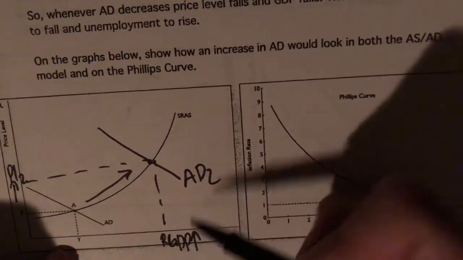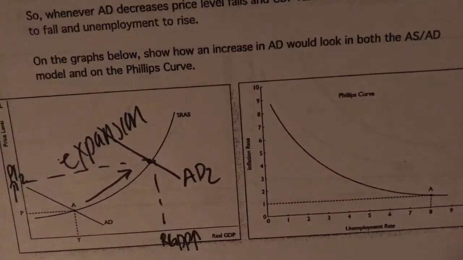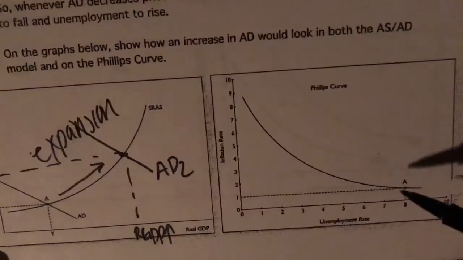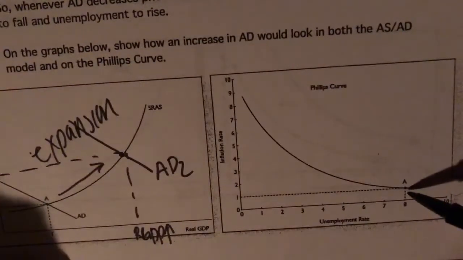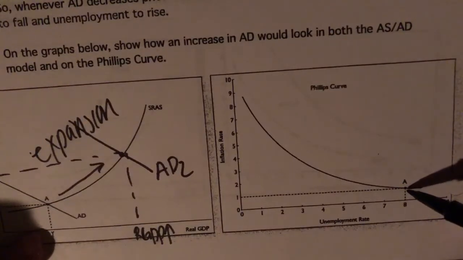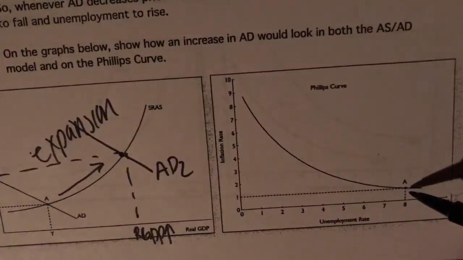Real GDP has gone up. So this tells me I'm in an expansion. And my problem in an expansion is that we have inflation, right? So over here on the Phillips curve, here is where my price level was low, but output was low. So unemployment was high. And now people are demanding stuff.